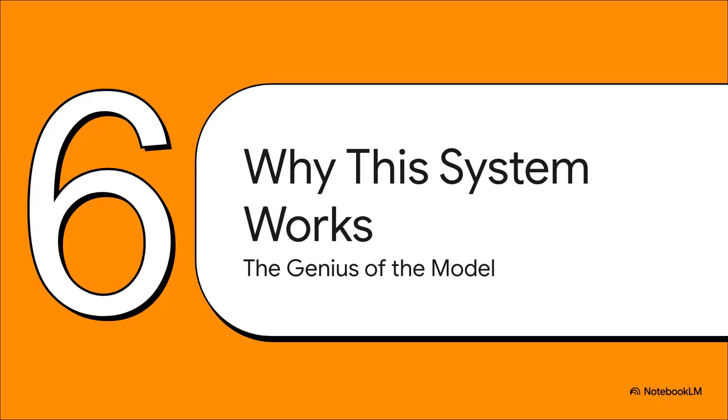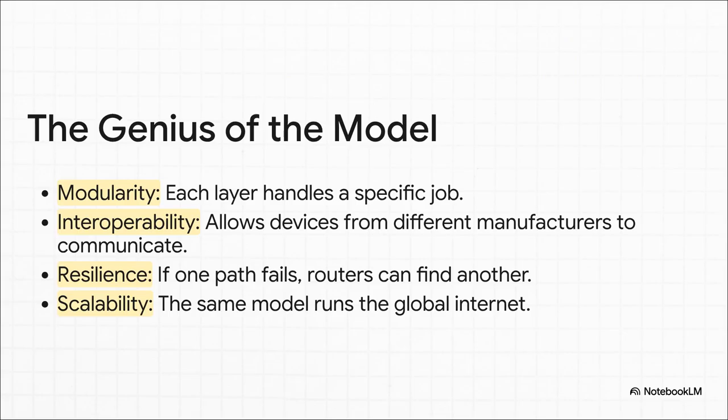So, after hearing about all these layers and rules, you might be thinking, why is it so complicated? Well, it turns out it's precisely this layered design that makes the whole system so unbelievably elegant and powerful. The true genius of the model is right here. First, it's modular. Each layer has one job and it does it well, which makes everything easier to manage. This creates interoperability, which is why a brand new phone can talk to a 20-year-old server, no problem. It's also incredibly resilient. If one path on the internet goes down, routers just find a new one. And finally, it's massively scalable. The same exact model runs your little home network and the entire global internet.